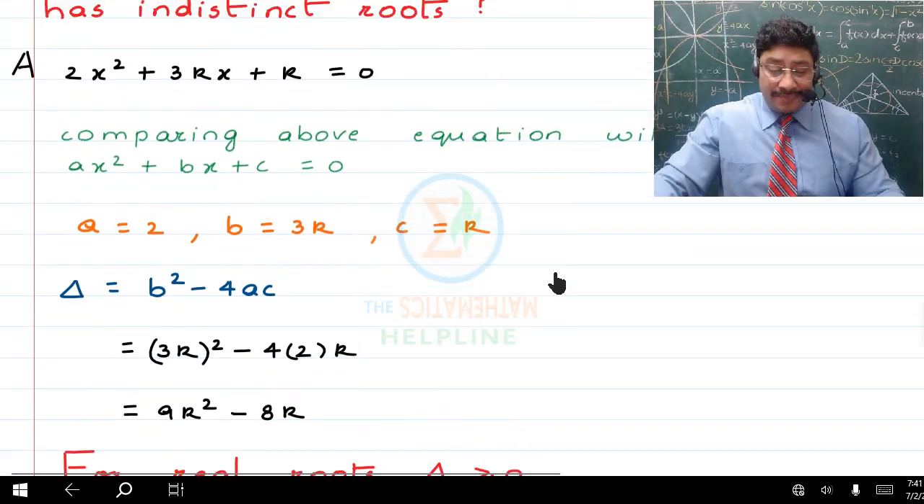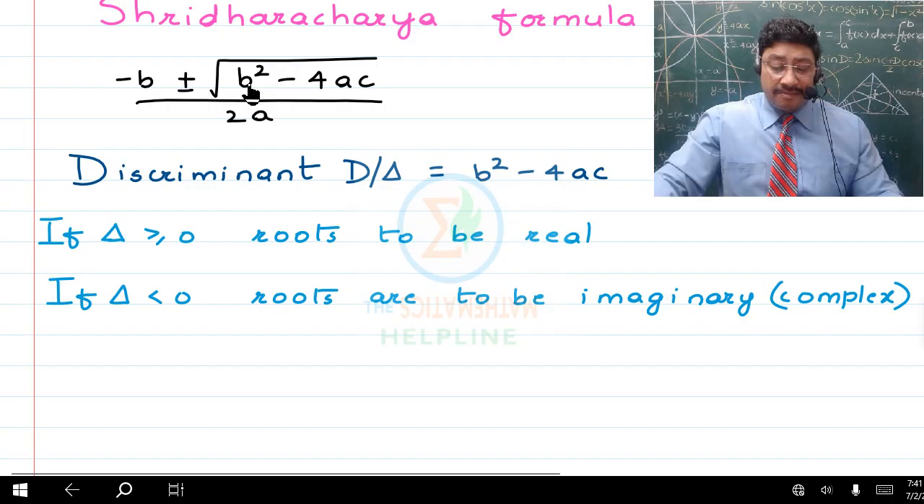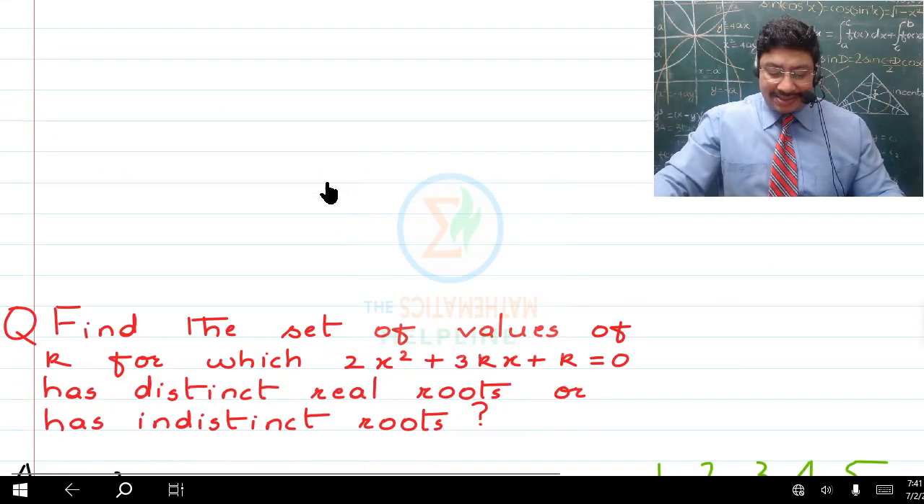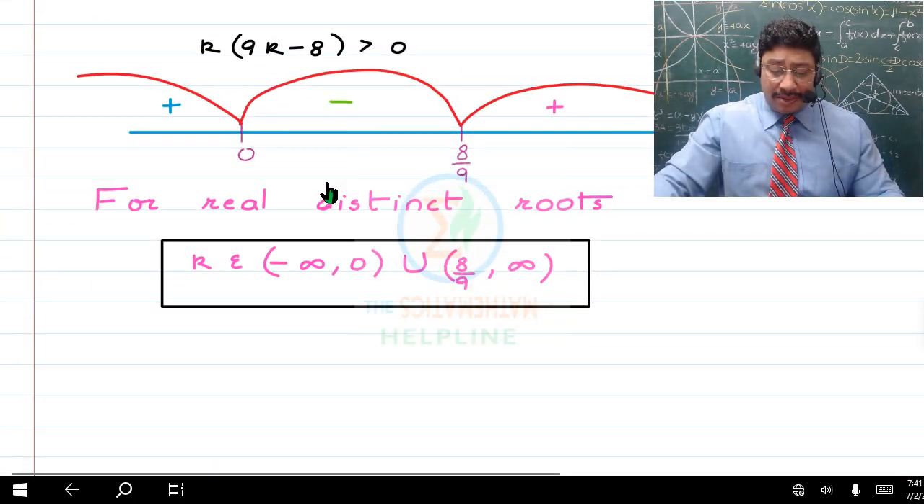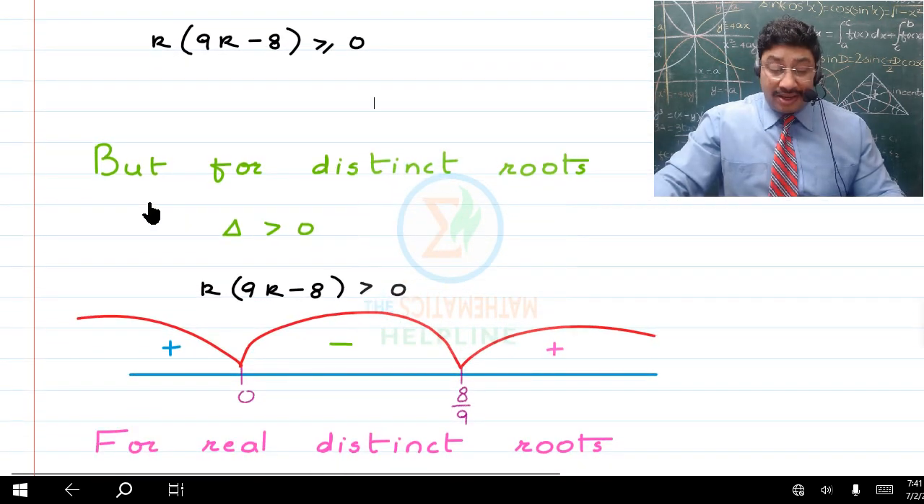Now why so? That is because if you talk about the formula, if b square minus 4ac is equal to 0, then obviously this will be plus minus 0, or in other words, only minus b upon 2a will be left out. That is the case when you get equal roots, right? So as such, here we will not be talking about the equal to sign, and we'll be removing it. Now we write it. For distinct roots, we require delta to be greater than 0. So obviously k times of 9k minus 8 is to be greater than 0, right?